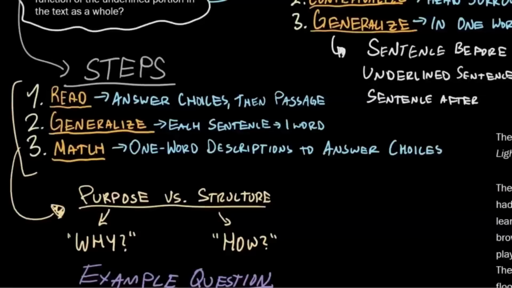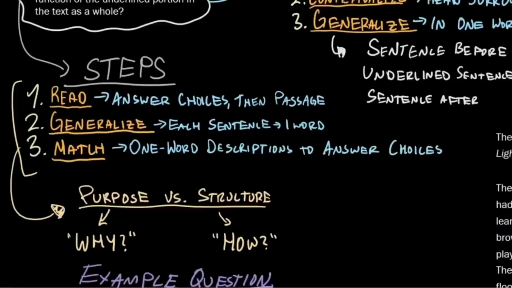Okay. Now, once you read the passage after you're done reading the answer choices, you want to generalize each sentence. Make it like a 1 or 2 word summary so you can look back at the answer choices and reference them, like, does this match what I'm seeing here? What am I seeing? This might seem a little abstract, but we're going to go over an example question in a second that should make this pretty simple. Okay, then after you do that, you're going to match your 1-word descriptions to the answer choices, and that's pretty simple. Now we're also going to go over one little technicality here.